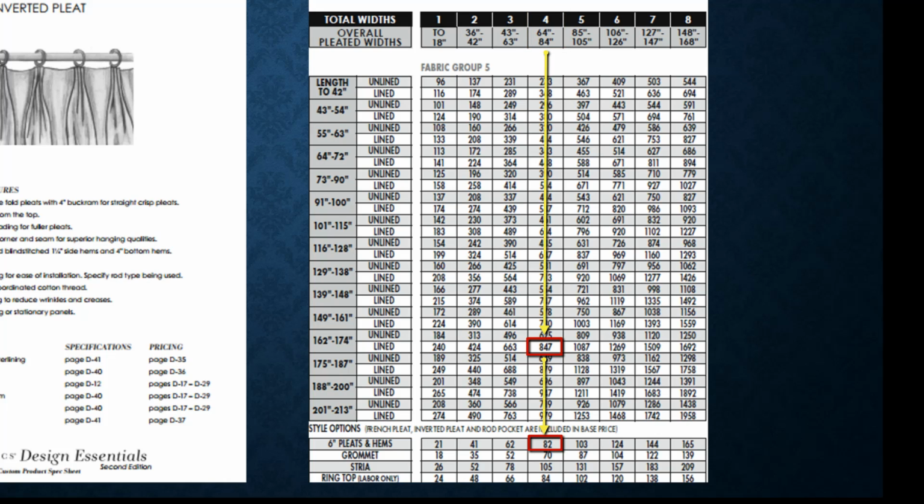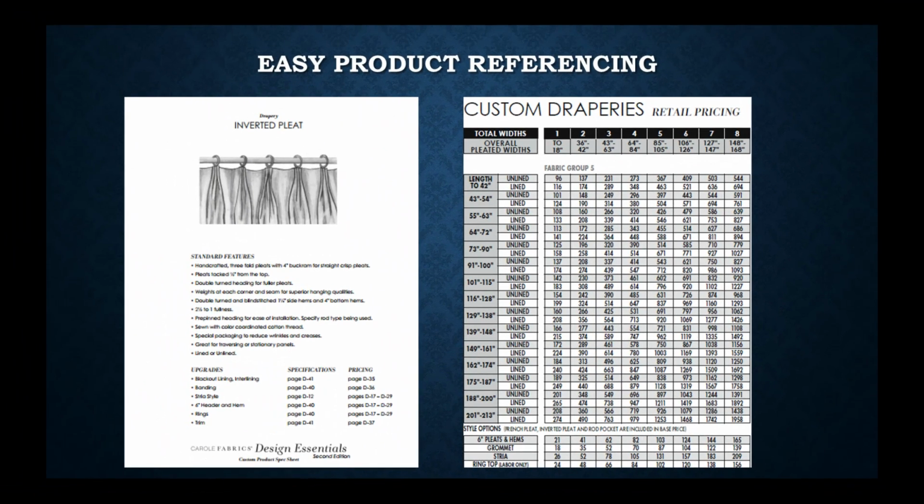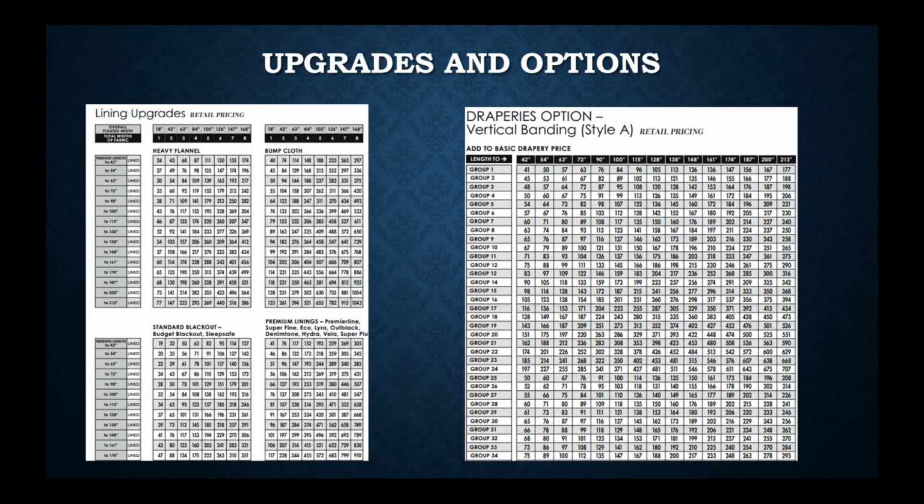Boom, you have that price. No yardage calculation, nothing like that. That's how quick, how simple, how easy, and how accurate it is. We talked about it's not just simple drapery. There's lots of options you can do. And you can see when you look at all this that you've got upgrades for lining, you've got upgrades for vertical banding. It all works very simple.